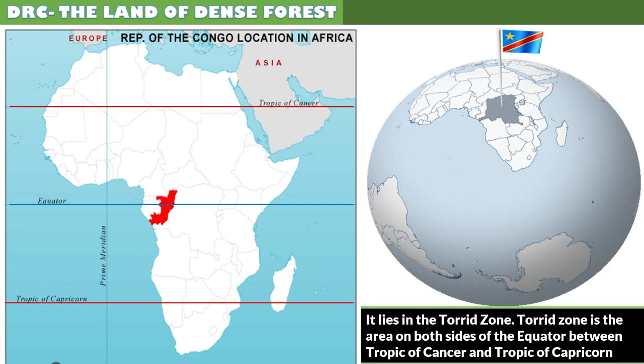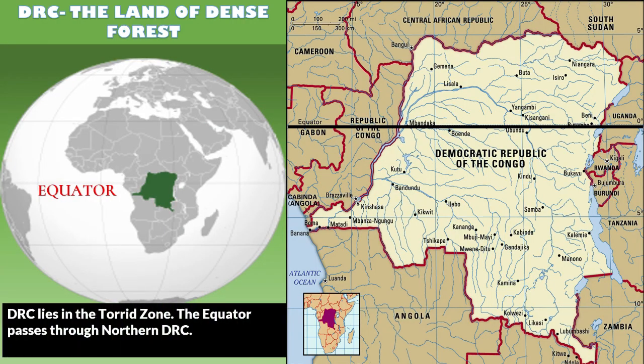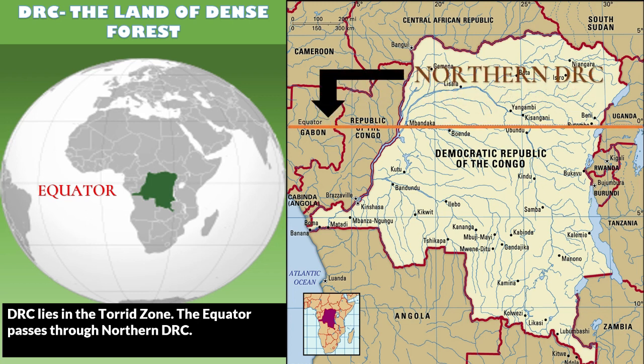What is the torrid zone? The torrid zone is the area on both sides of the equator between the Tropic of Cancer and the Tropic of Capricorn. And as we can see, the Equator, Tropic of Cancer and Tropic of Capricorn pass through Africa, so it is correctly situated in the torrid zone. DRC, which lies in the continent of Africa, also lies in the torrid zone. The equator passes through the northern DRC.